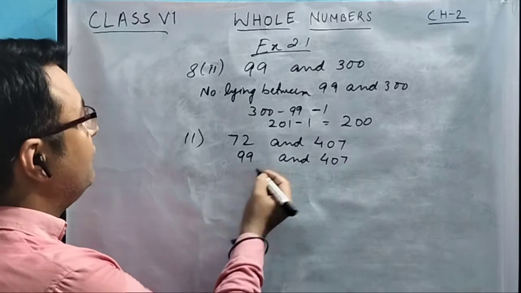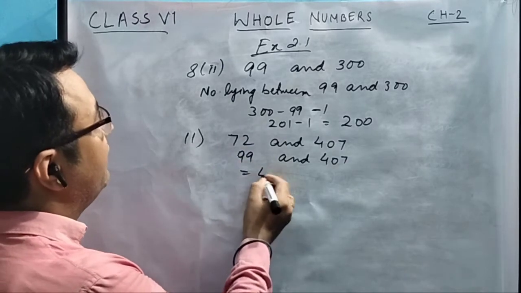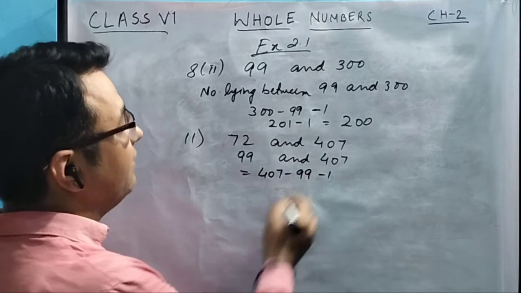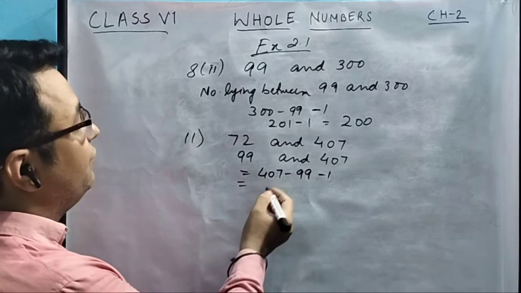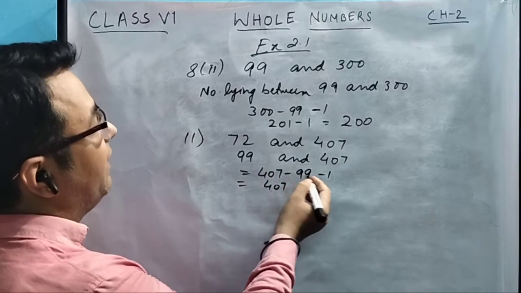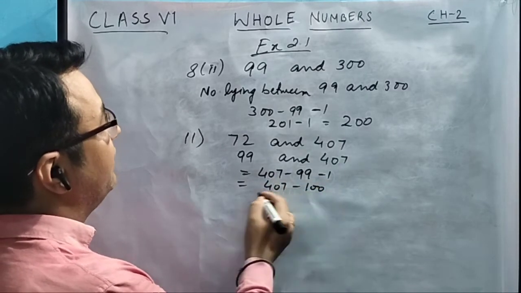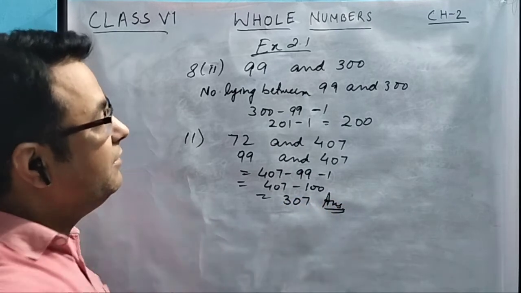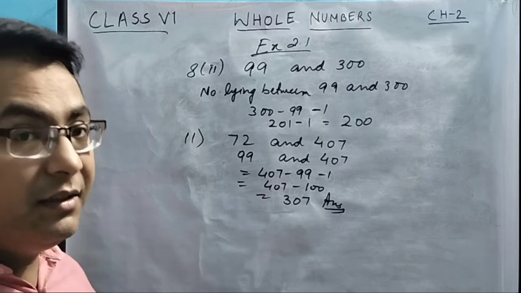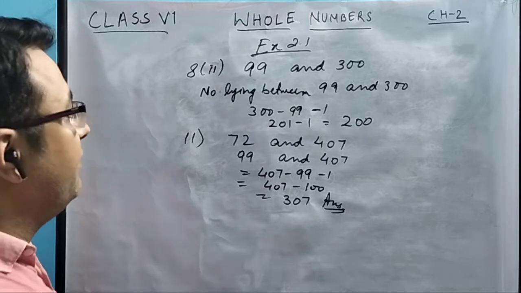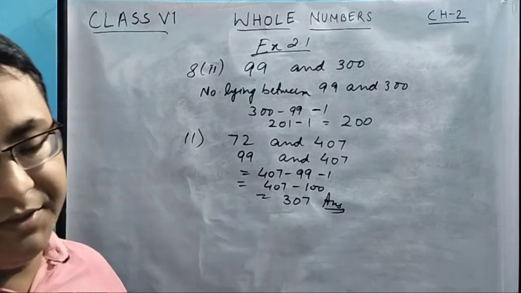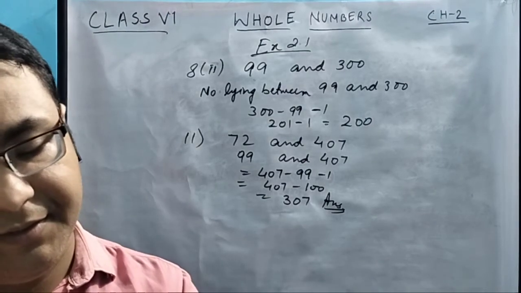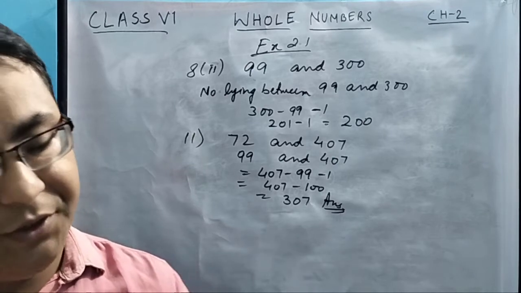So the same thing we will do. We will subtract the first number from the last number, and we will subtract 1 also. So 407 minus 99 minus 1 is 307. So there lie 307 3-digit whole numbers between 72 and 407. Okay. So now we will proceed to the next exercise, that is exercise 2.2.